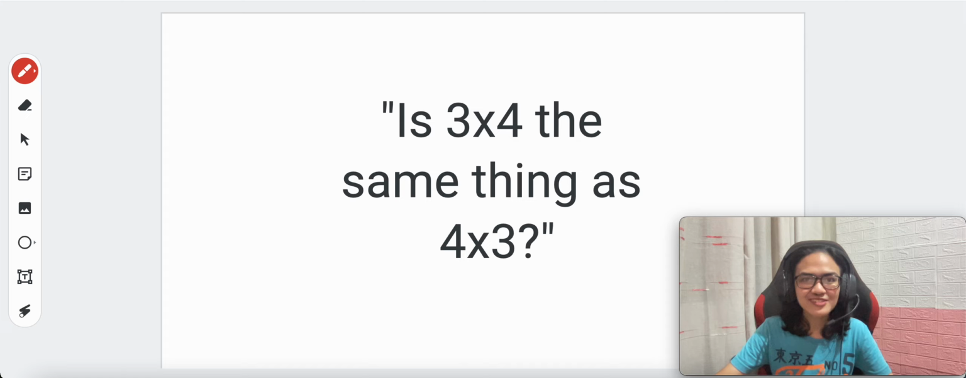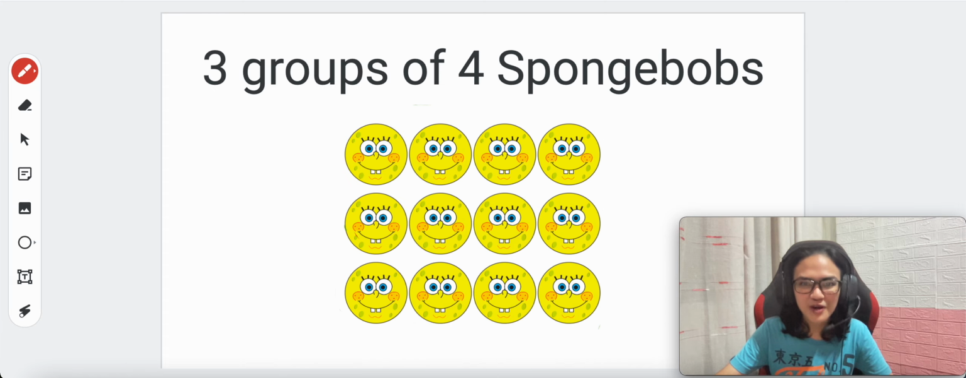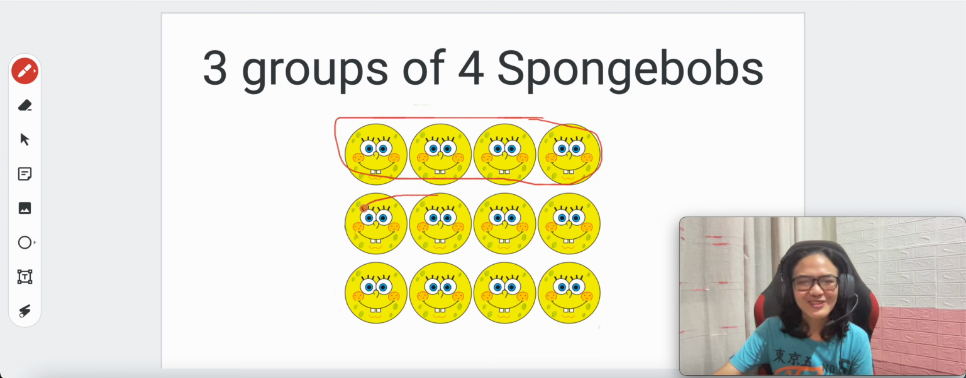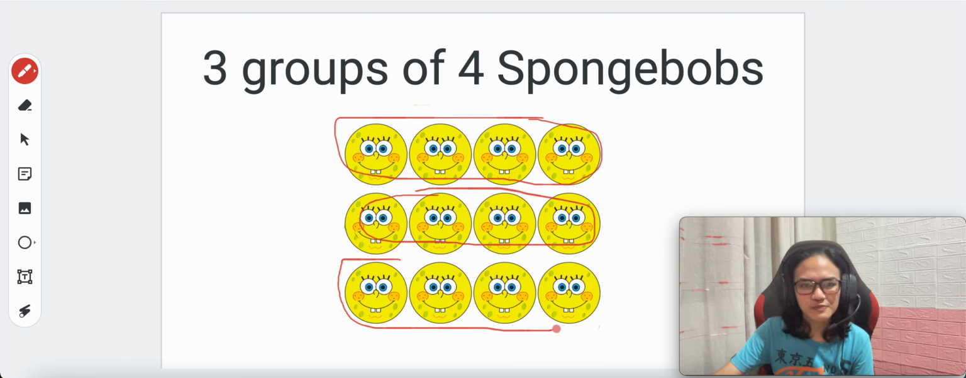So, to answer her question, we are going to use a set of SpongeBobs. Well, I love SpongeBob. Everybody loves SpongeBob. So, we are going to use him today for this episode. So, we can see this set of SpongeBob as three groups of four SpongeBob. So, we have one group of four SpongeBobs, two groups of four SpongeBobs, and three groups of four SpongeBobs.